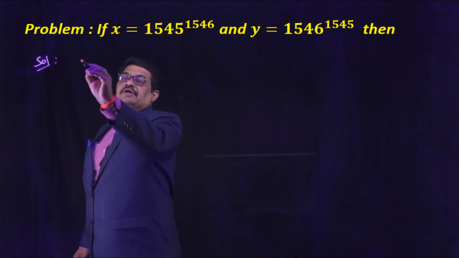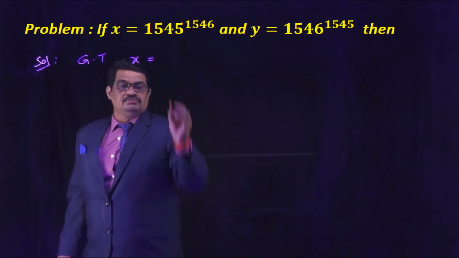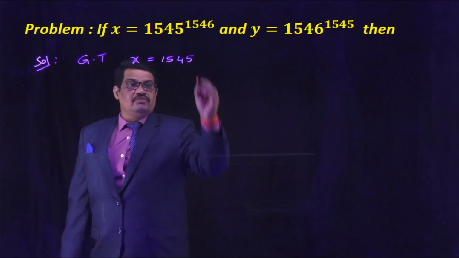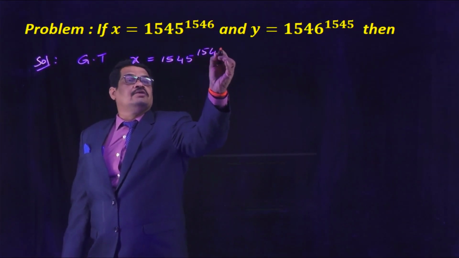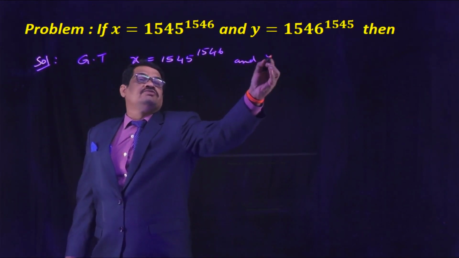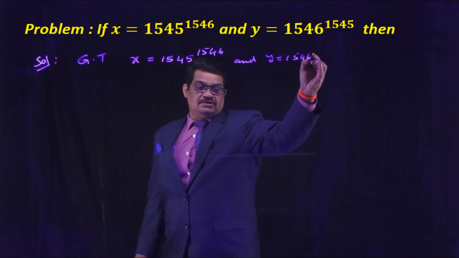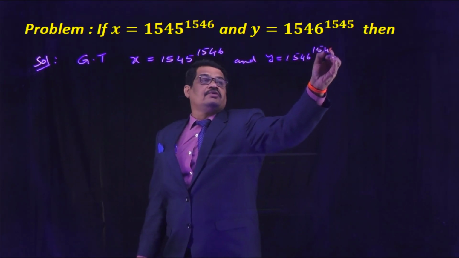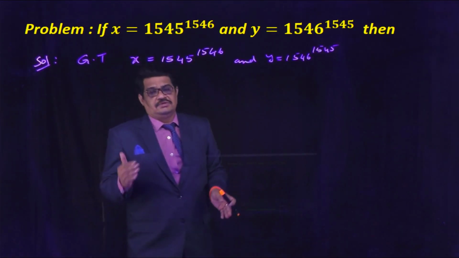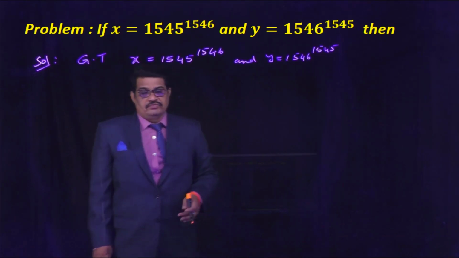What are the given values? x is equal to 1545 whole power 1546, and y is 1546 whole power 1545. Now which is bigger? Is x greater than y, or is y greater than x? Now we have to find that.